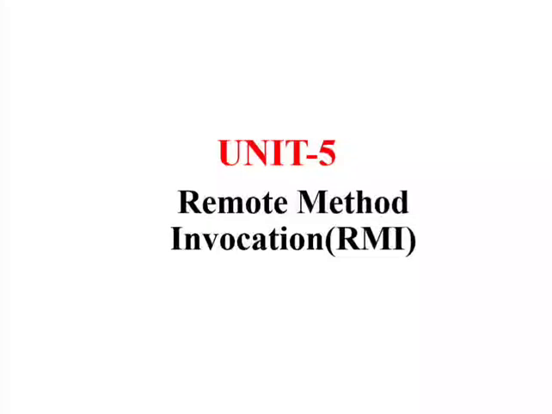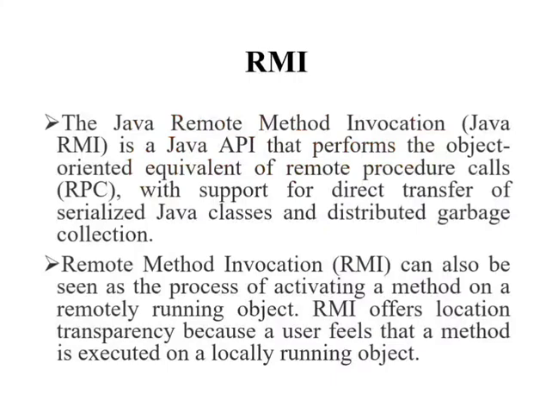RMI offers location transparency because a user feels that a method is executed on a locally running object. The remote method invocation is a Java API that is used to create distributed applications and allows for remote communication between Java programs. It is included in the java.rmi package. RMI stands for remote method invocation. It is a mechanism that allows an object residing in one system, that is JVM, to access or invoke an object running on another JVM.